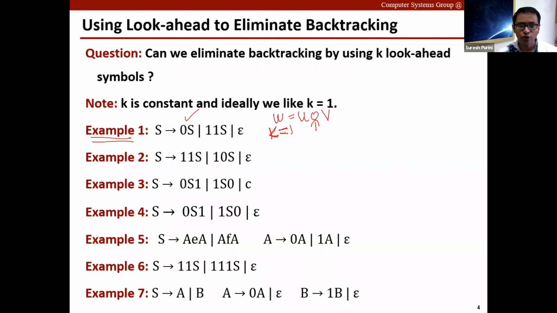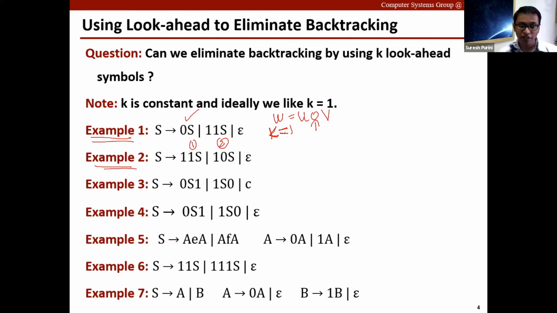So now when we go to the second example, this is the second example. Again, we have three substitution rules here. If the current lookahead symbol is 1, then we will not be able to say whether we should be using the substitution rule 1 or 2. This is the substitution rule 1. This is the substitution rule 2. So we will not be able to say whether we should be using the substitution rule 1 or 2 by looking at the current lookahead symbol.